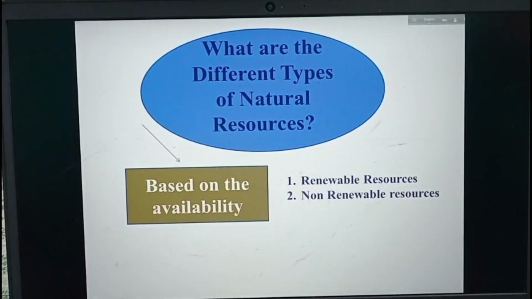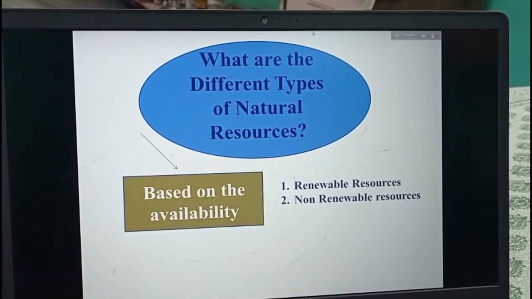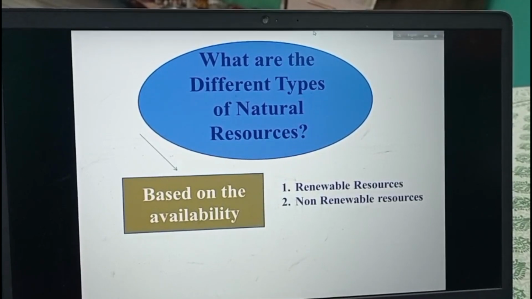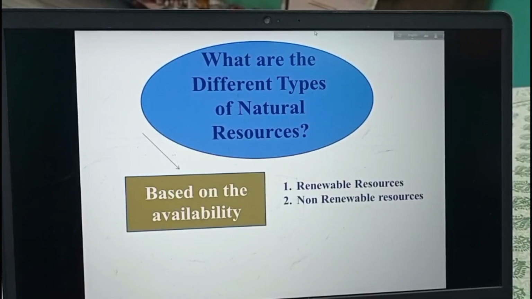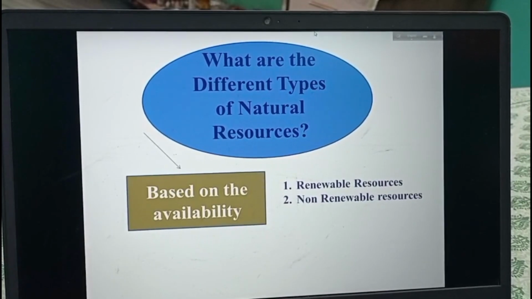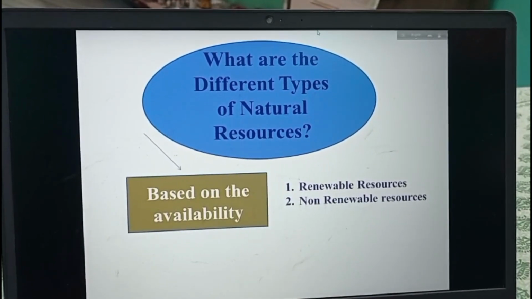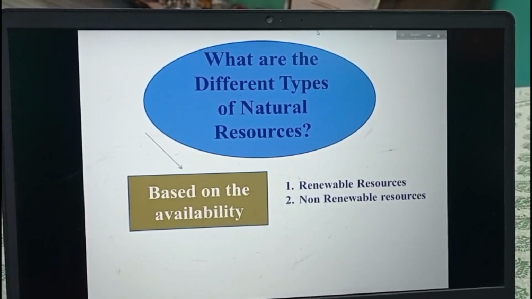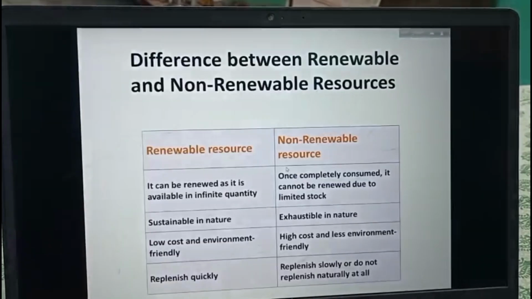What are the different types of natural resources on the basis of availability? Now we are going to the classification of the natural resources. There are different ways of classification, but I have covered only the one based on availability, how many resources are available in our nature. On the basis of this, we have two types of resources. First one is renewable resources and the second one is non-renewable resources.